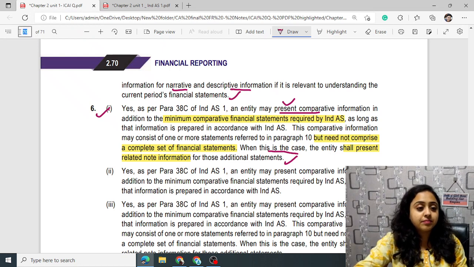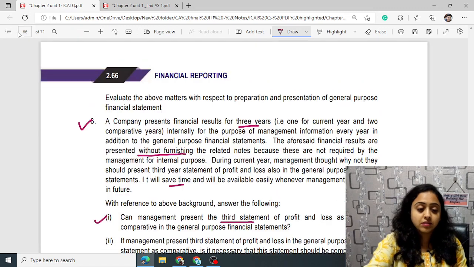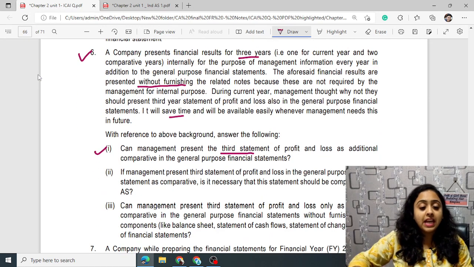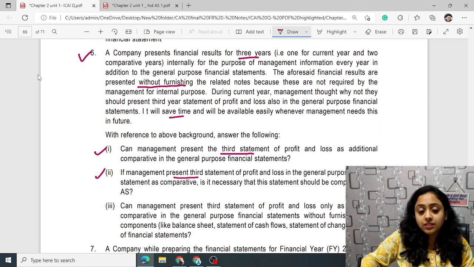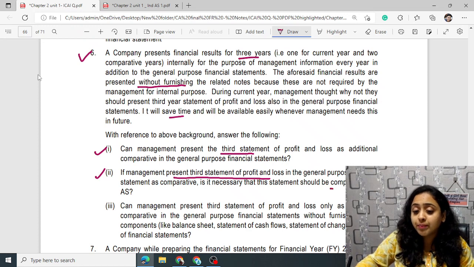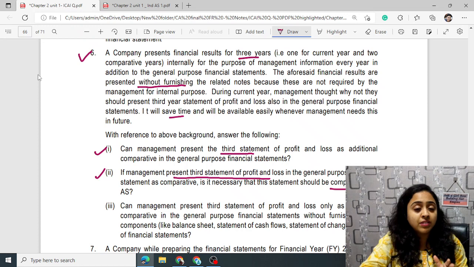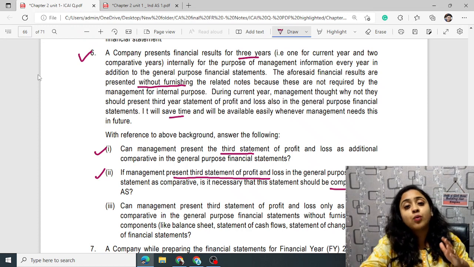Next, sixth question, second part. If the management presents the third statement of P&L in the general purpose financial statement as comparative, is it necessary that this statement should be compliant with Ind AS? Each and every financial statement is analyzed in its own particular respect, that it should comply with Ind AS.